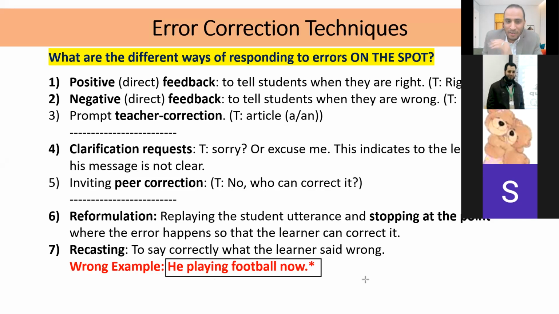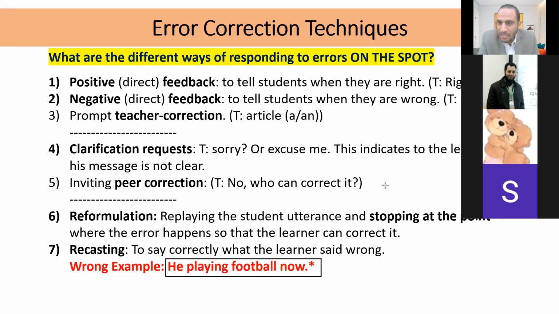Very good. Don't say "he is." Just say "he... playing football now." For example, I'm the student. I said, "He playing football now." You say, "He..." Then the student will recognize that there is something missing or something wrong after "he." That's reformulation.